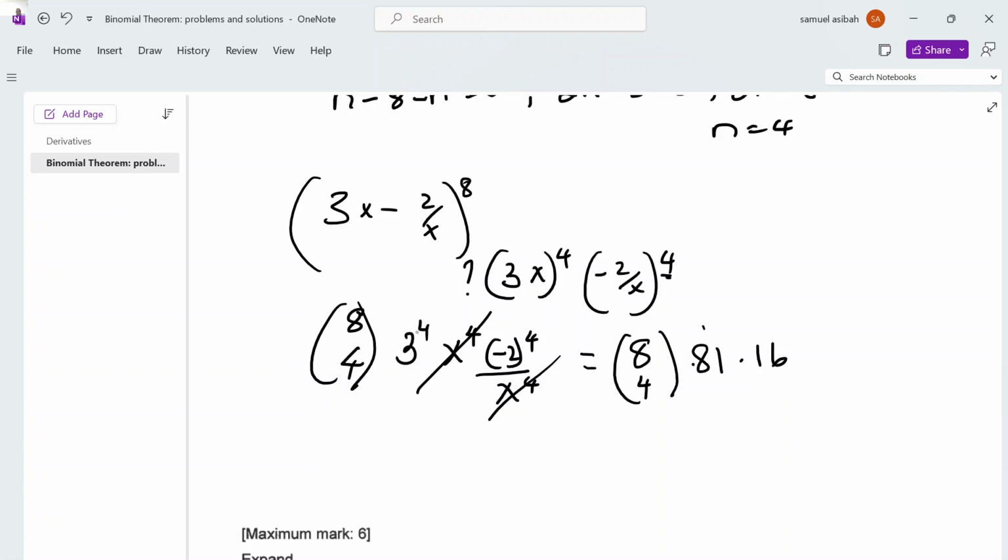That is what we shall get. So if you have 8 combination 4, and that is 81 and 16, therefore from my calculation, you get 90,720.